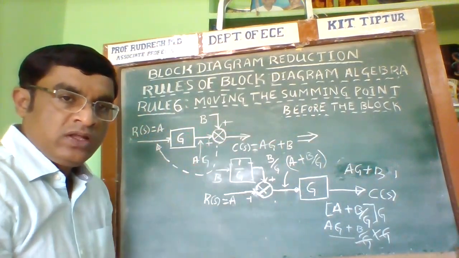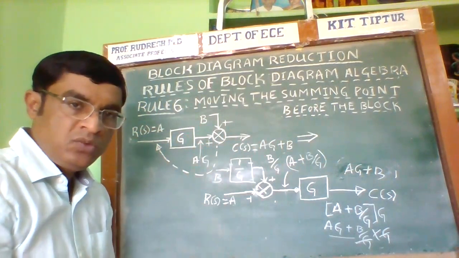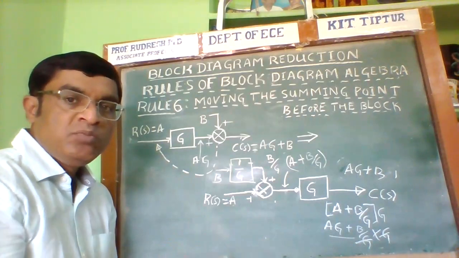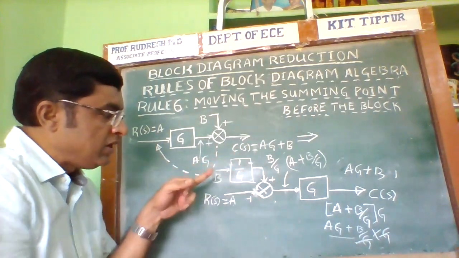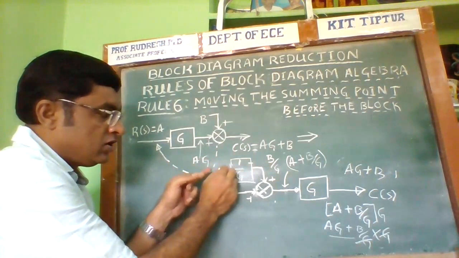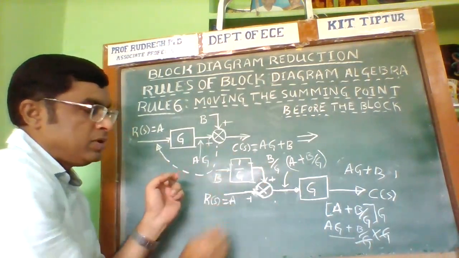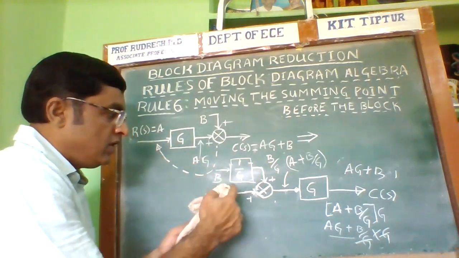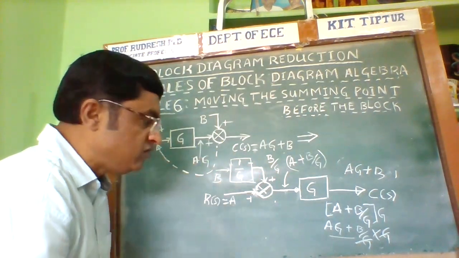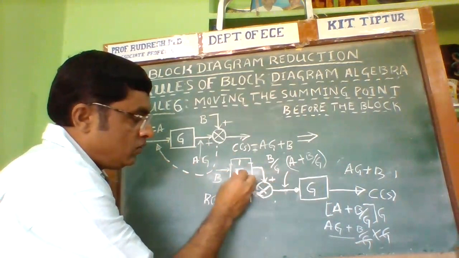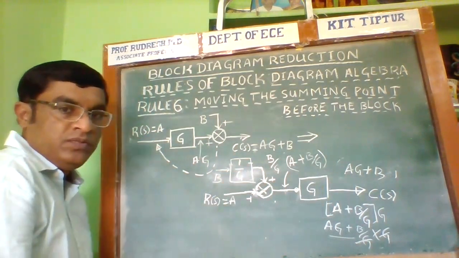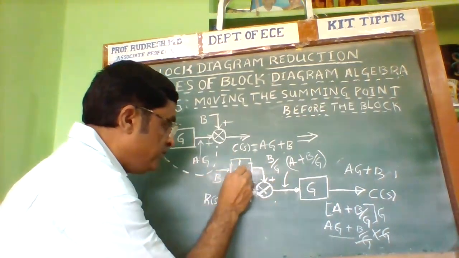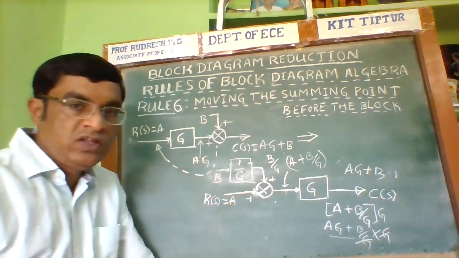So this is an important rule of block diagram algebra: moving the summing point before the block. We should multiply the corresponding branch. The corresponding branch, this B branch, must be multiplied with 1 over the transfer function. Here 1 over G is the transfer function, 1 by G.